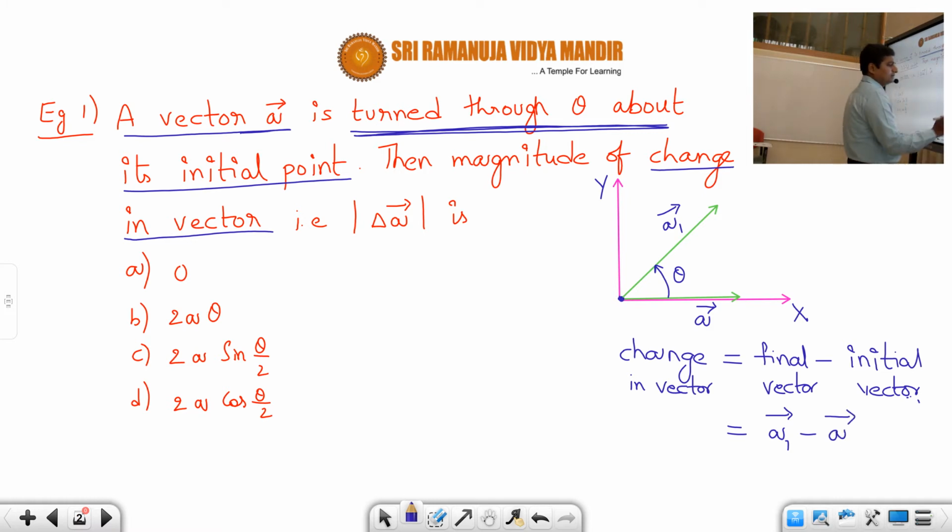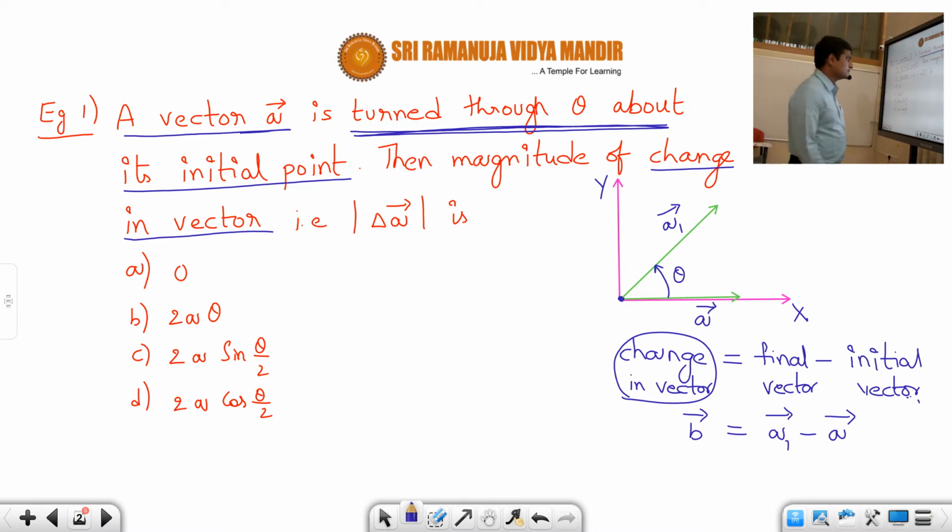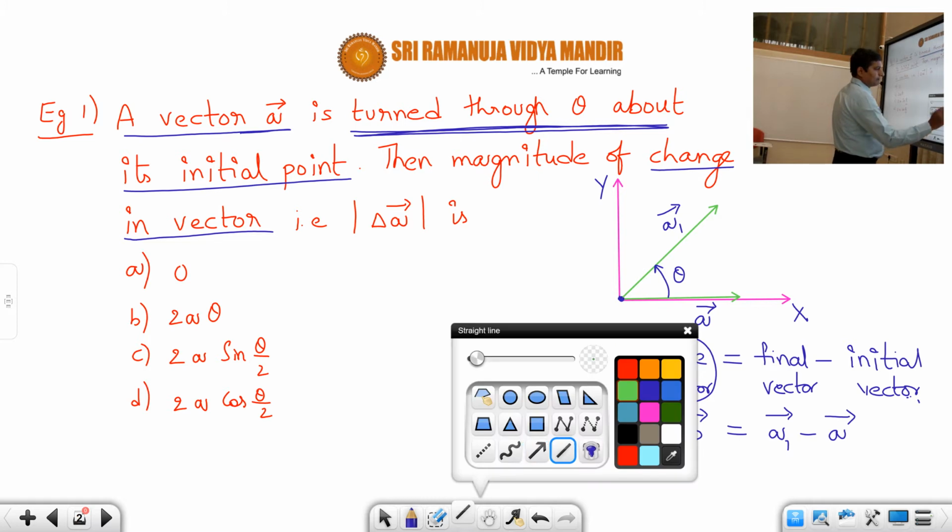Now this is called the change in vector, students. Now we have to calculate the magnitude of this change in vector. Let us call this B vector. The change in vector is the B vector. So the B vector is equal to A1 minus A bar.